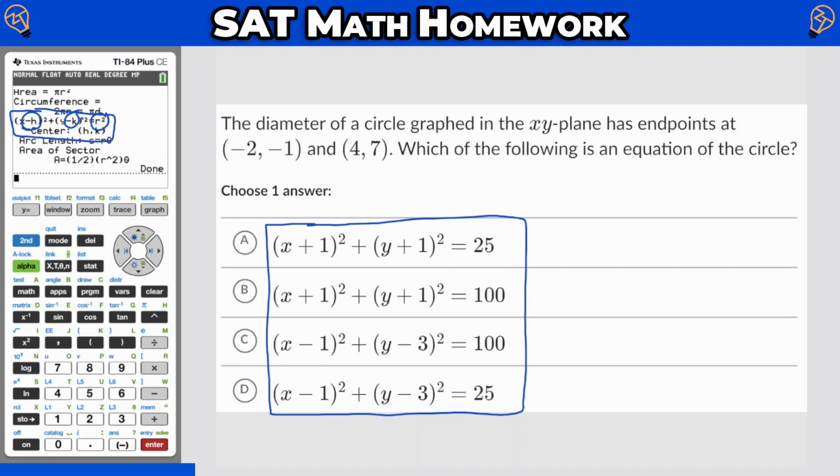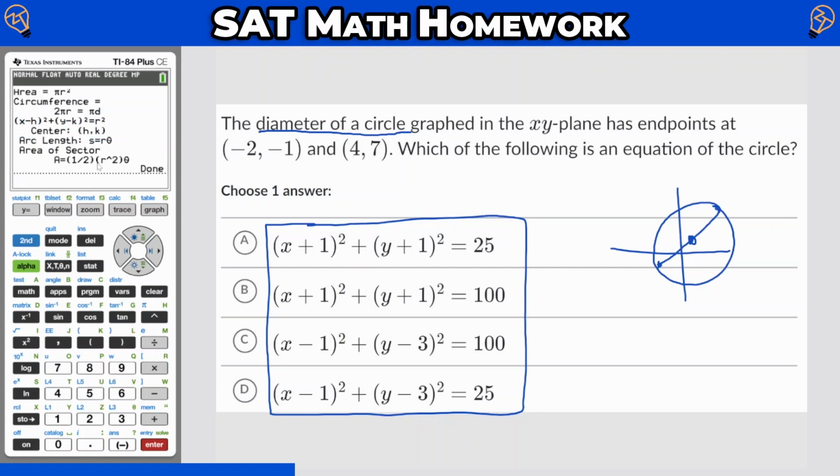Okay, got it. Now they give you the diameter of a circle's endpoints. So let's go ahead and do a quick sketch here. -2, -1 would be around here. 4, 7 would be, I don't know, maybe here. And that represents the diameter. So I have a circle like this, and we have the center somewhere around here. Oh, now that I have a visual there, I can see that I need to find the midpoint of those two endpoints, and then I would have the center.